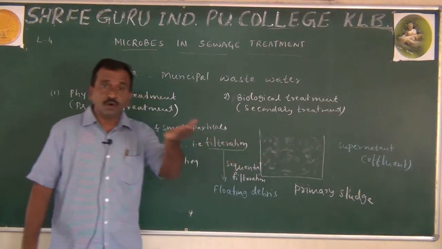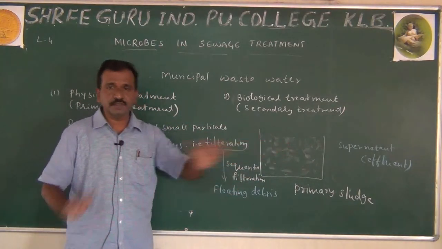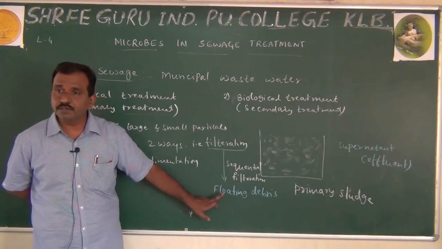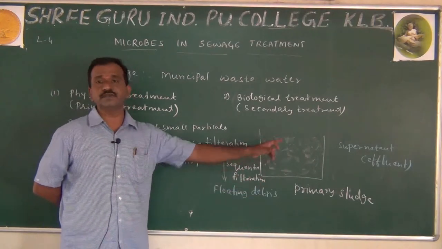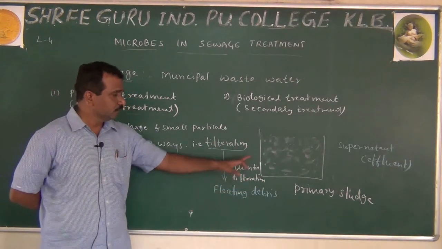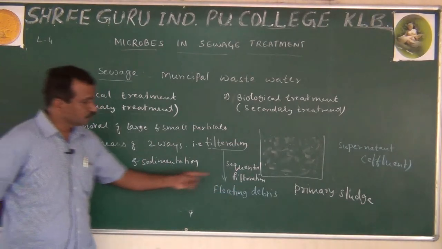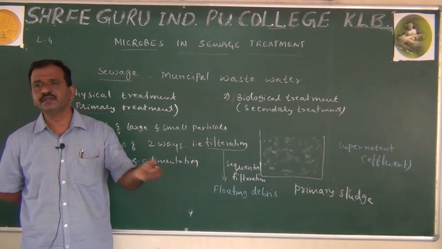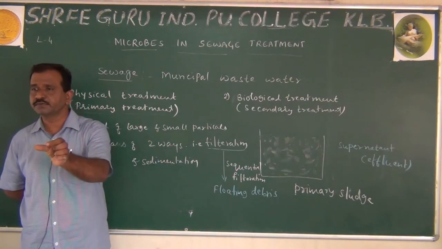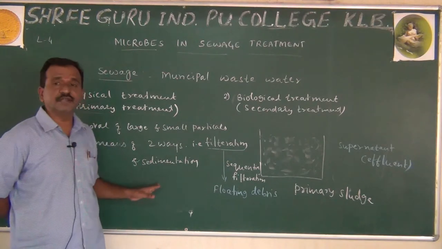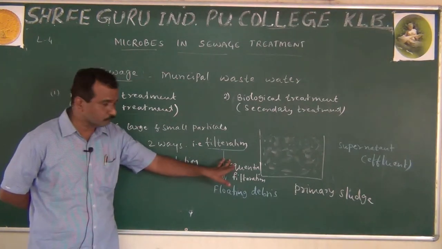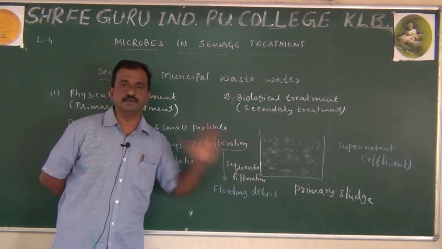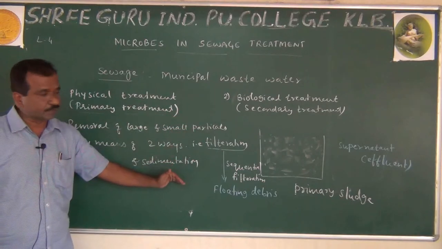In filtration, the floating debris, whatever floating parts are there, are removed. How are we going to remove the floating parts? By means of sequential filtration. The next is sedimentation. Small stones and grit are removed by sedimentation, while floating parts are normally removed by sequential filtration. This is the physical treatment.